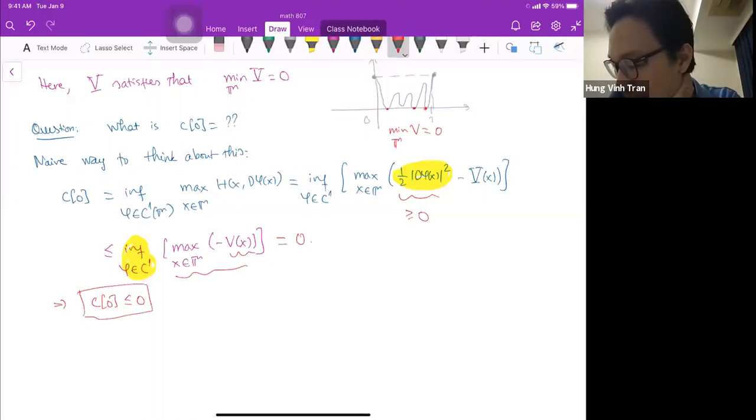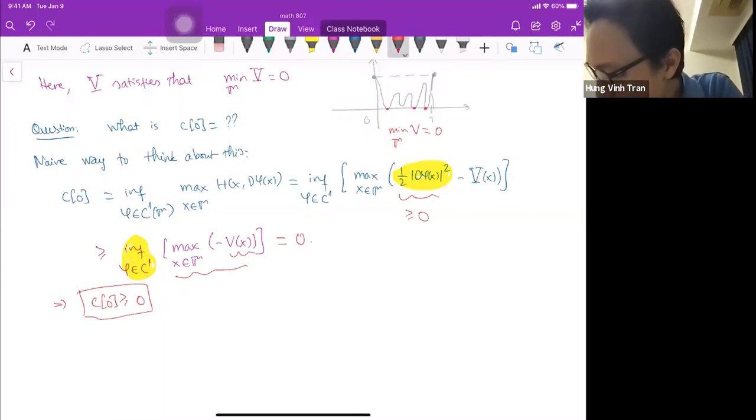Okay, now how do we get the other way of estimating C naught? Hold on, I think I wrote something wrong. Give me one second. It should be greater than or equal to, I'm sorry, this is totally wrong. That's why I was quite confused. Yes, I'm throwing away something non-negative. It's greater than or equal to, so C naught is greater than or equal to 0. Okay, sorry about that.